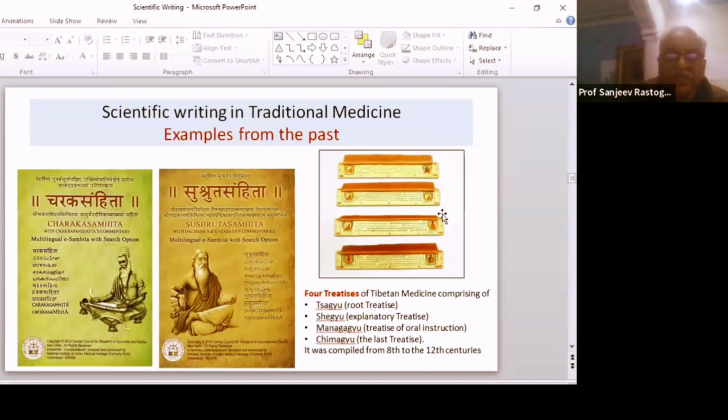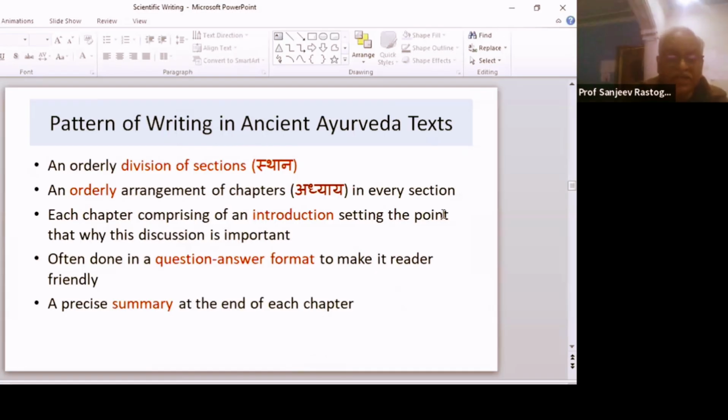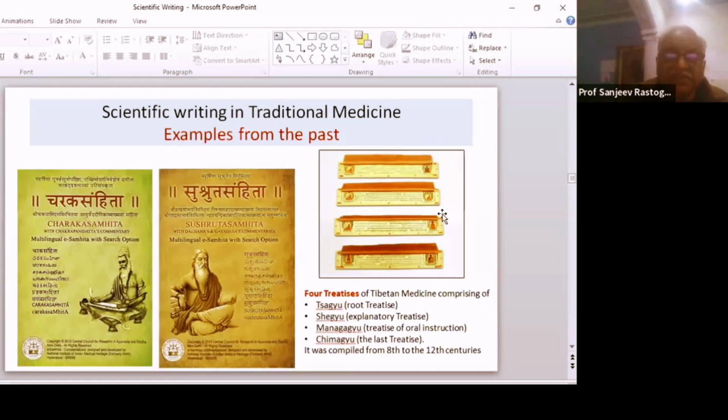Let us see examples of scientific writing in traditional medicine from the past. For example, in Ayurveda, the Charaka Samhita, Sushruta Samhita, and other ancient treatises. And in Tibetan medicine, I have learned about the four treatises, comprising the root treatise, the explanatory treatise, the treatise of oral instruction, and the last treatise, which belong to the 8th to 12th centuries. Besides this, a number of other ancient manuscripts or textbooks are available.